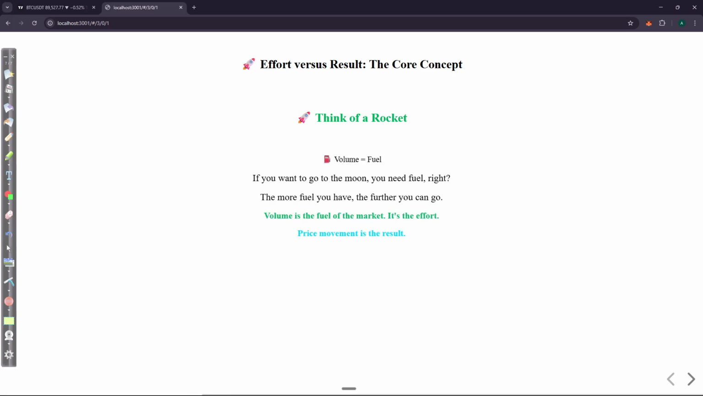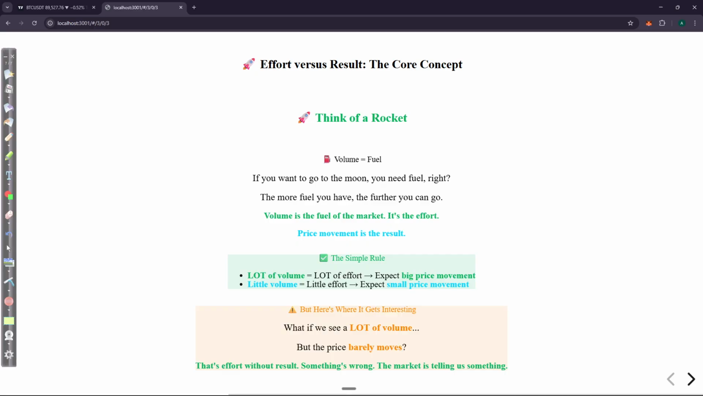Let me explain it with an analogy of rocket fuel. Think of an elevator, or better yet, think of a rocket. If you want to go to the moon, you need fuel, right? The more fuel you have, the further you can go. Simple. Now, volume is the fuel of the market. It's the effort, and the price movement is the result. Now, if we see a lot of volume, that's a lot of effort. We expect a big result, meaning a big price movement. If we see little volume, little effort, we can expect a small price movement.